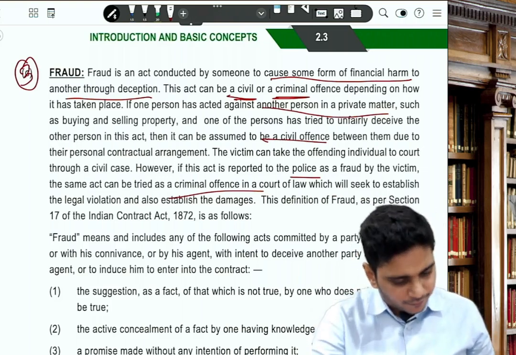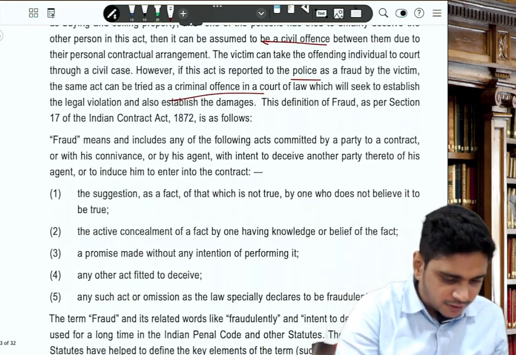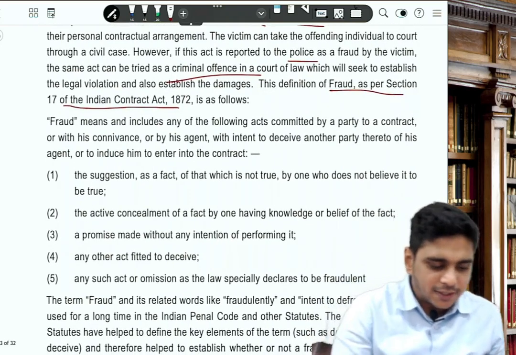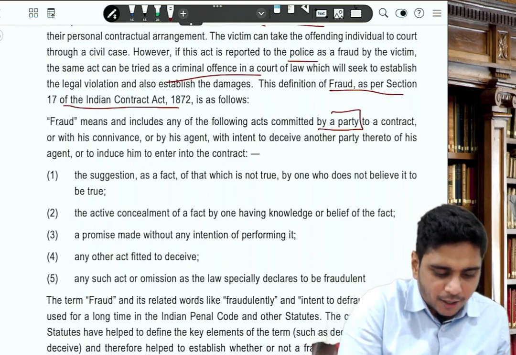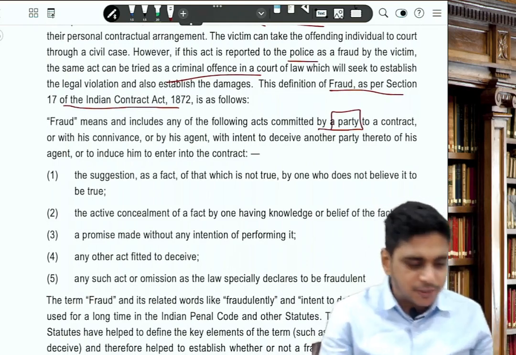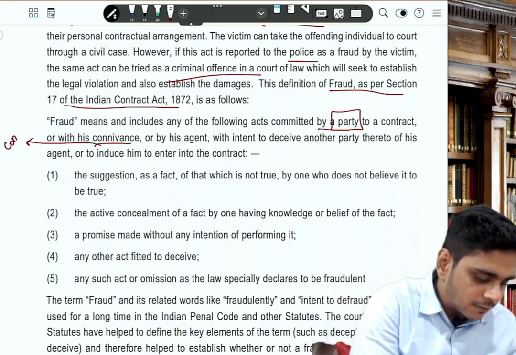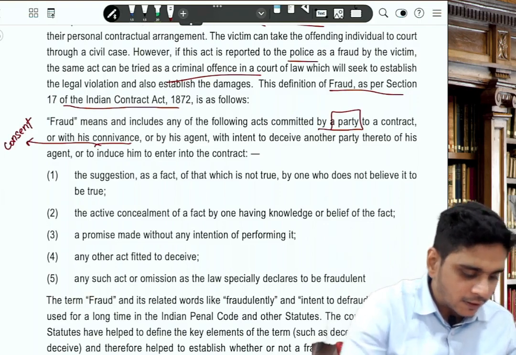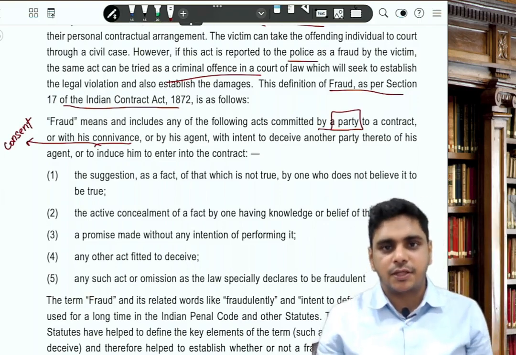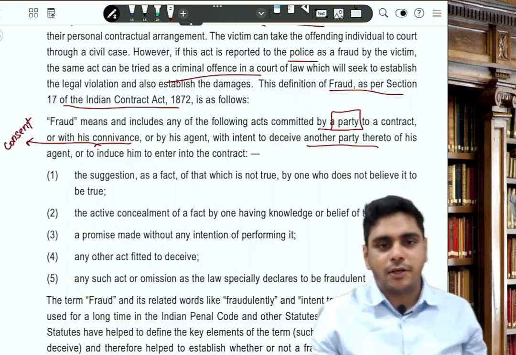Okay. Now here they have given a definition. This is the definition as per the Indian Contract Act. So fraud basically means an act committed by a party to a contract, or with his connivance. Connivance basically means consent. Or by his agent. So either he has done it or some agent has done it with an intent to deceive another party or his agent, or to induce him to enter into a contract.